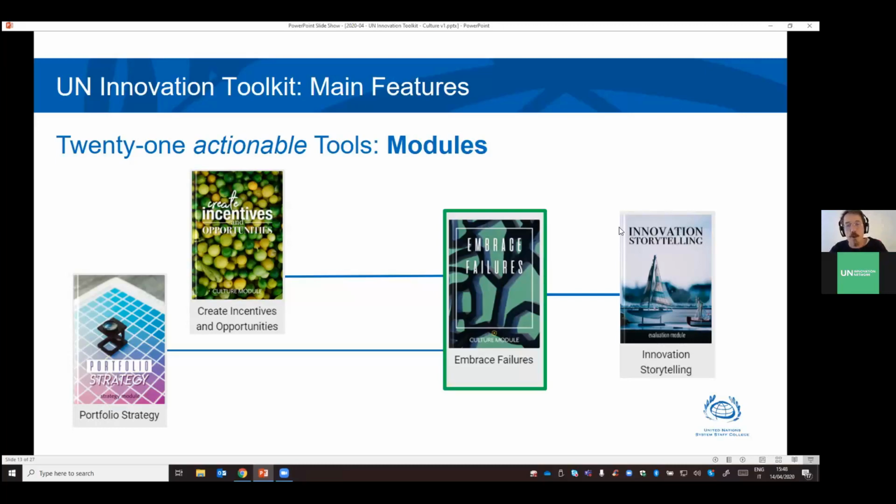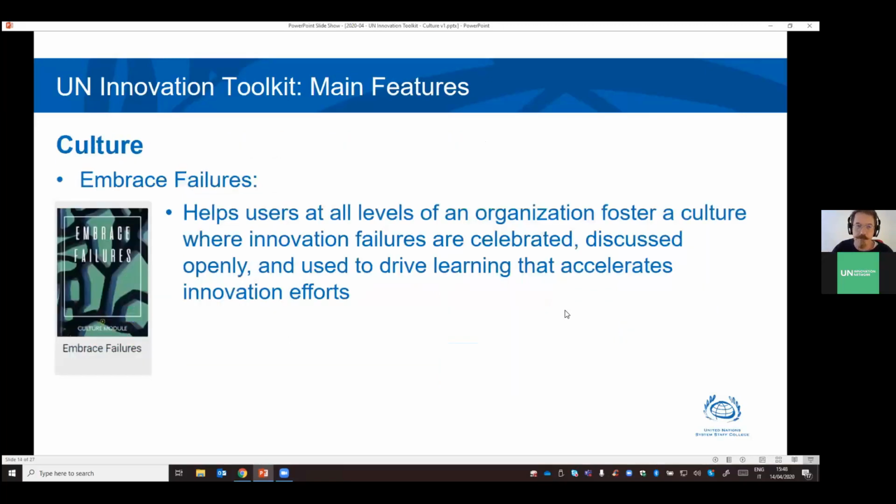Similarly, innovation storytelling, which is part of the evaluation element of the toolkit, will allow you insight into processes and activities that you can undertake to better communicate what you are doing, and in particular, communicate failure perhaps when we are in risk-averse entities. So embracing failures helps users at all levels of an organization foster a culture where innovation failures are celebrated, are discussed openly, and are used to drive learning that accelerates innovation efforts.